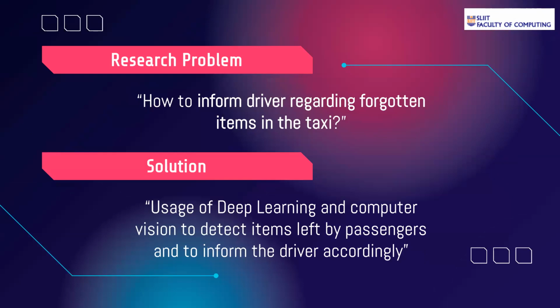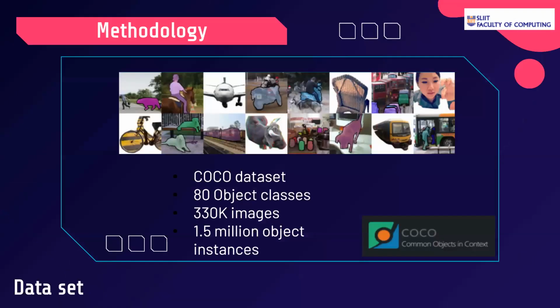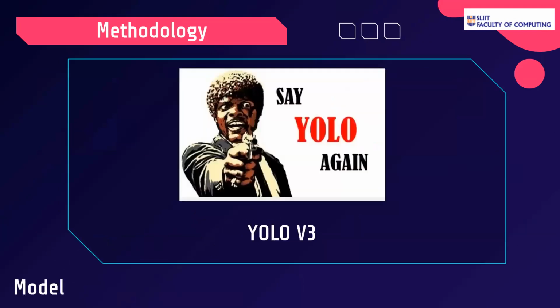So we wanted a system to inform the driver at the moment the passengers left the vehicle, having forgotten something. So we wanted an object detector to embed into the infotainment system. So we use the COCO dataset because it has 80 object classes, and we use a pre-trained model built by Darknet, the YOLO v3 model. In the literature, we saw that YOLO v3 by Darknet performs well in object detection.